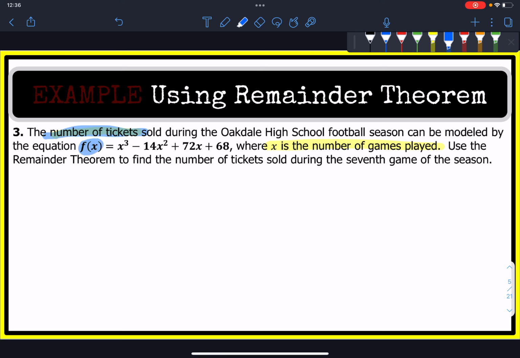So use the remainder theorem to find the number of tickets sold during the 7th game of the season. So x is going to be replaced with 7. So we want to figure out what f of 7 is.